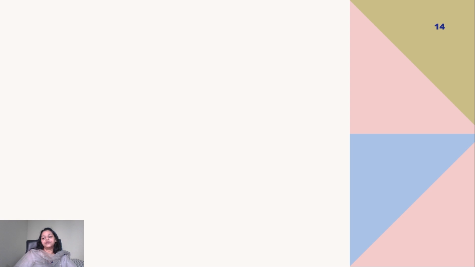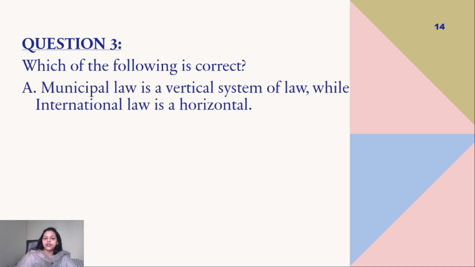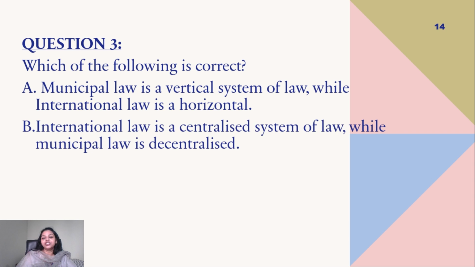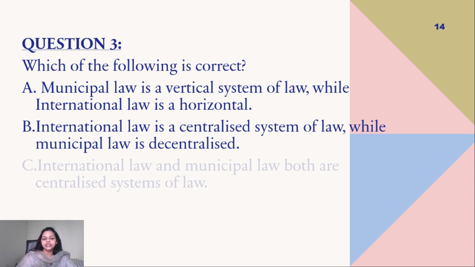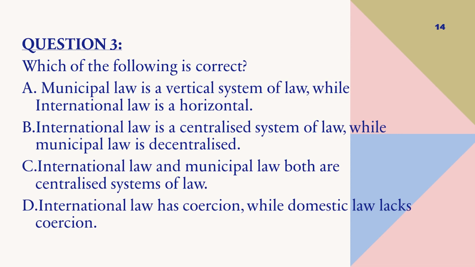Let us proceed to question number 3. Question number 3 reads as, which of the following is correct? A, municipal law is a vertical system of law, while international law is horizontal. B, international law is a centralized system of law, while municipal law is decentralized. C, international law and municipal law both are centralized systems of law. D, international law has coercion, while domestic law lacks coercion.